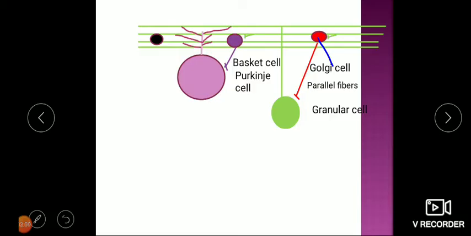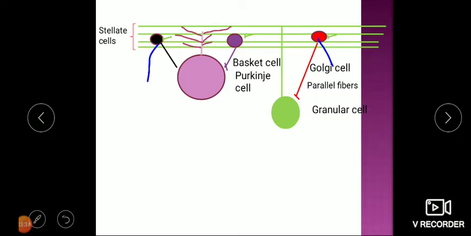Now this third category of cell located again in the parallel fibers, it is called as stellate cell. So this cell is again having a connection with the parallel fibers. So like this, Golgi cell, basket cell and stellate cell all are having synaptic connections with the granular cell, and the basket cell in addition is having connection with the Purkinje cell. The stellate cell also having connection with the Purkinje cell.